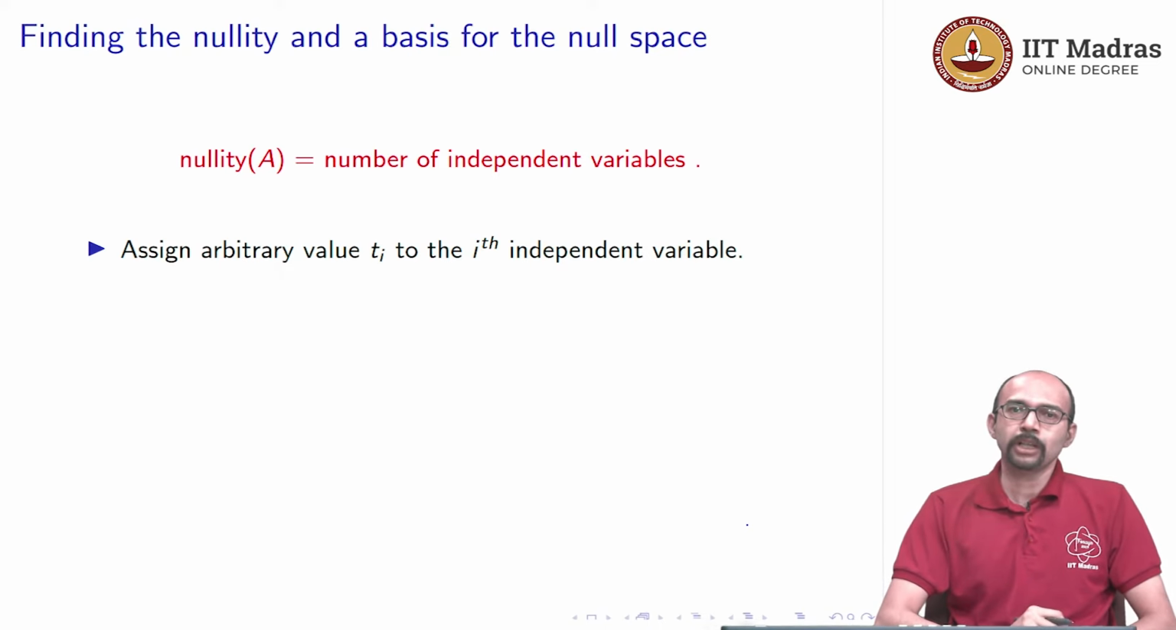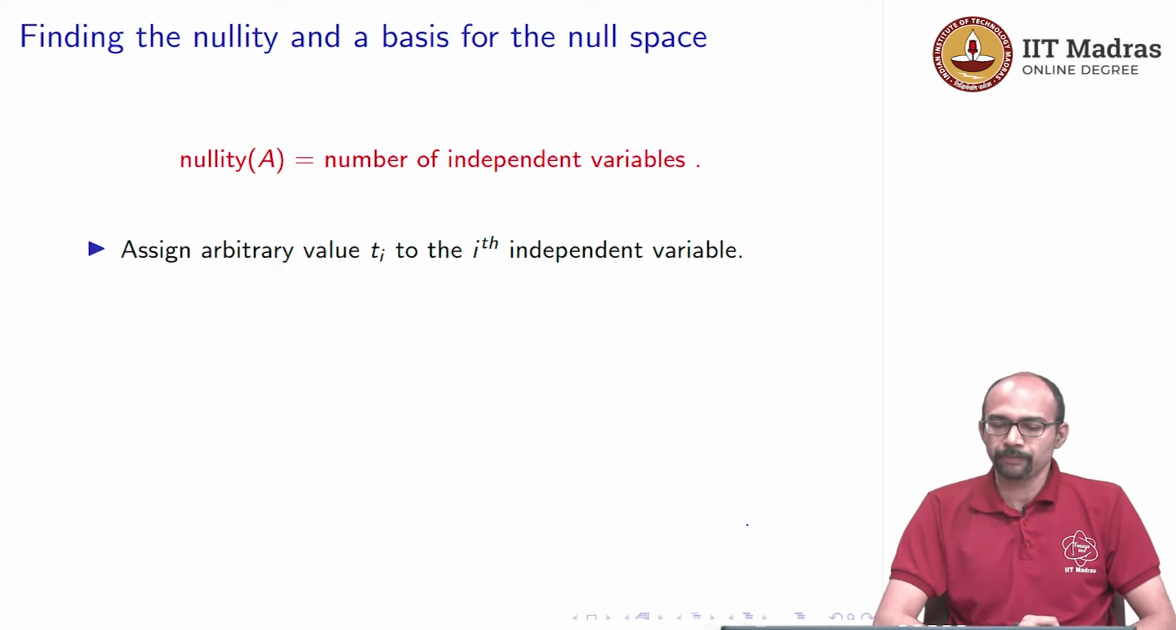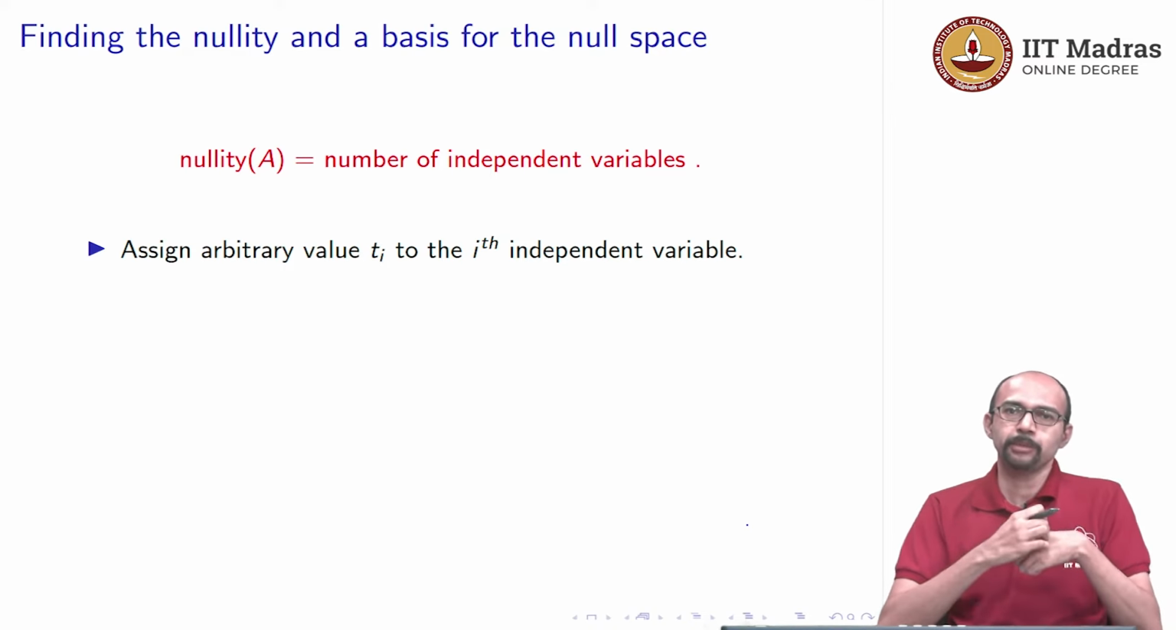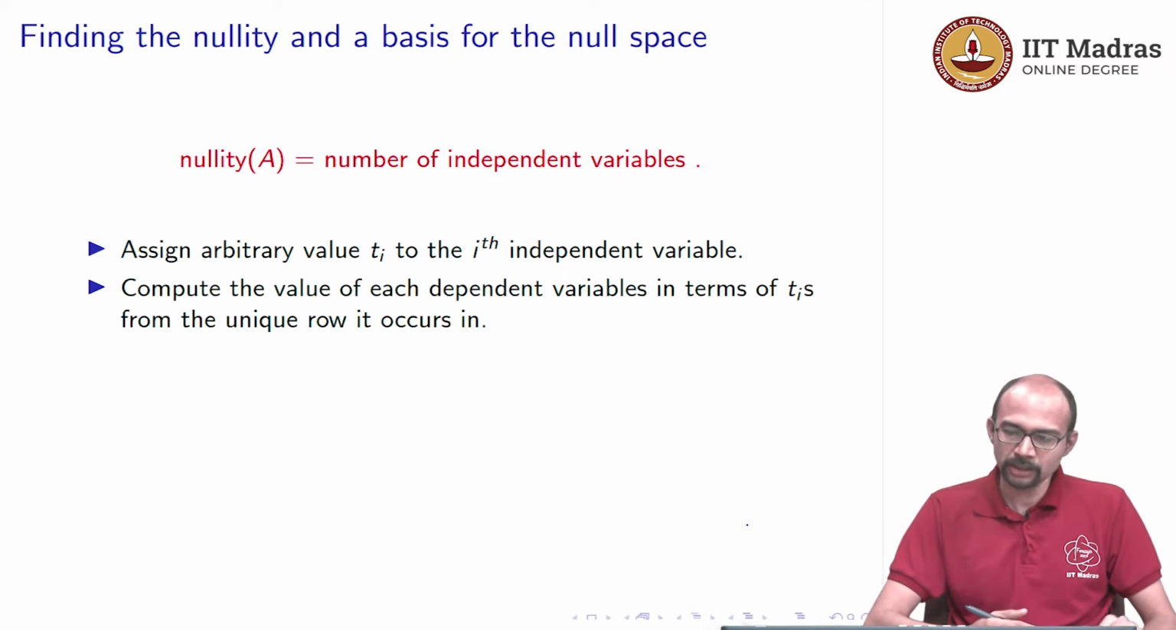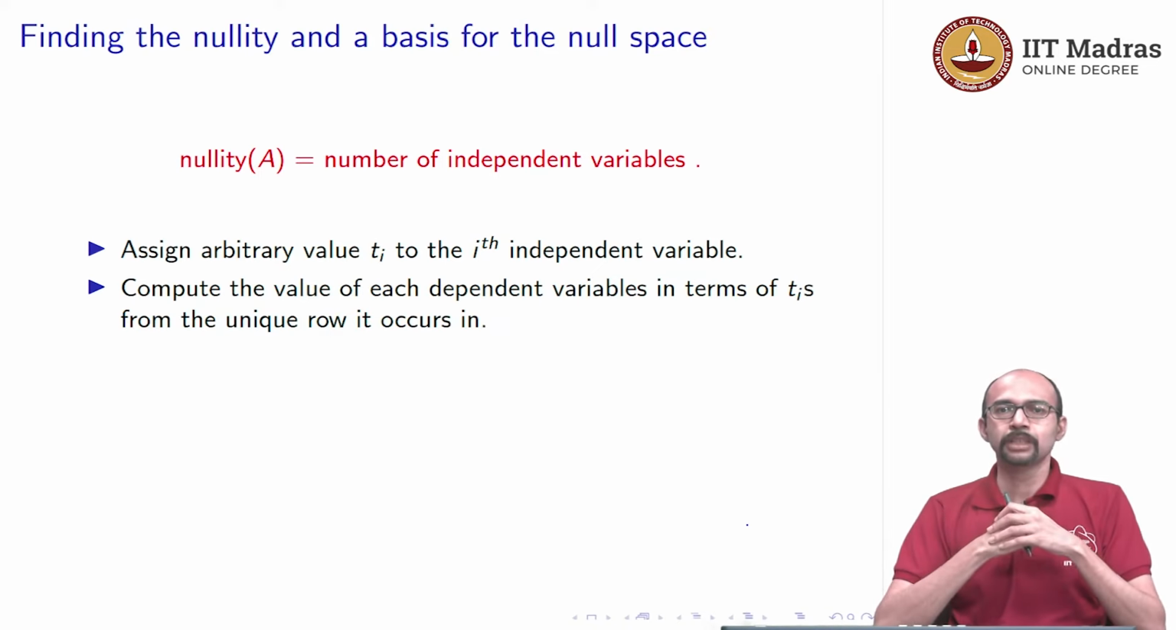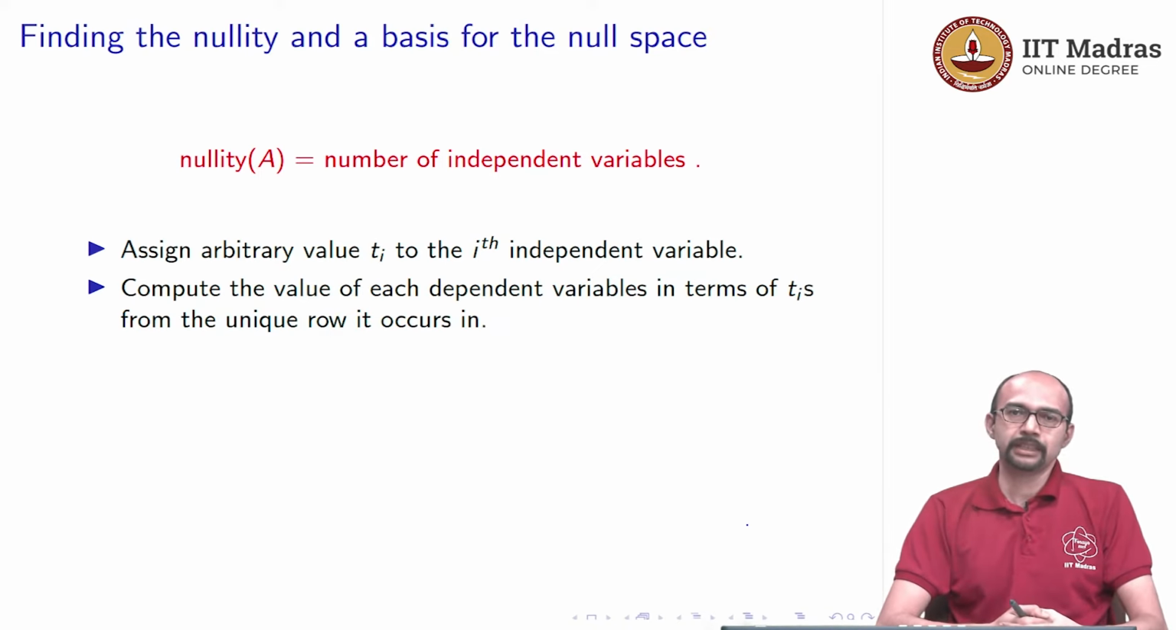Okay. So now let us recall how we got the solution space. Assign arbitrary values T_i to the ith independent variable. So there are some independent variables and some dependent variables. For the first independent variable you assign a value T_1, the second one you assign a value T_2, and so on. And for the dependent variables, you use the equations left from R, where [R | C] is the augmented matrix that you get at the end of the process.